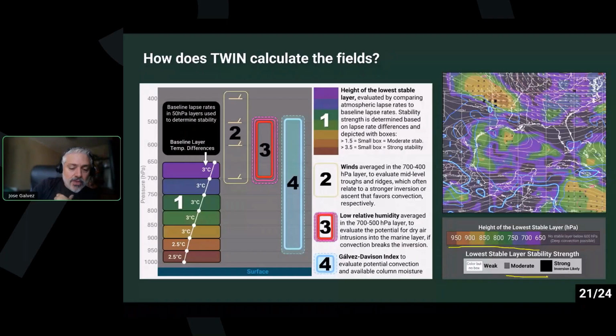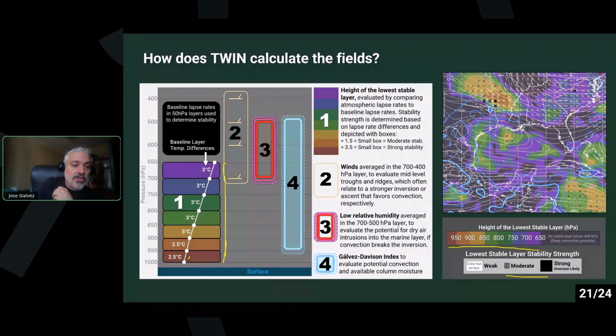All right. So to finish with this, and I'm already running out of time, as you can see, we are looking into the layers between 1,000 and 650, right? We're looking into these layers, and we're looking every 50 hectopascals going up, right? So what we're doing is we're comparing the lapse rate, or the change of temperature with height, with these ideal lapse rates.